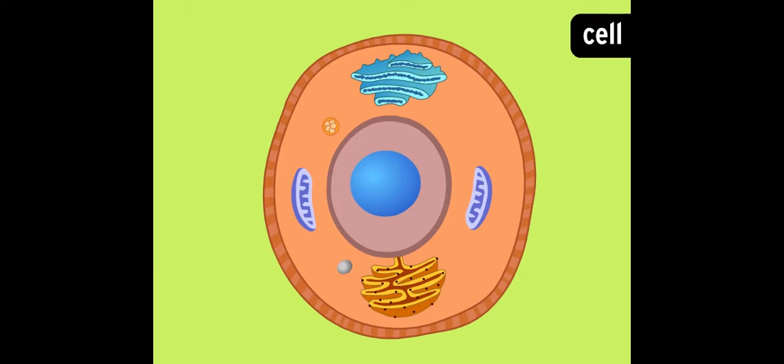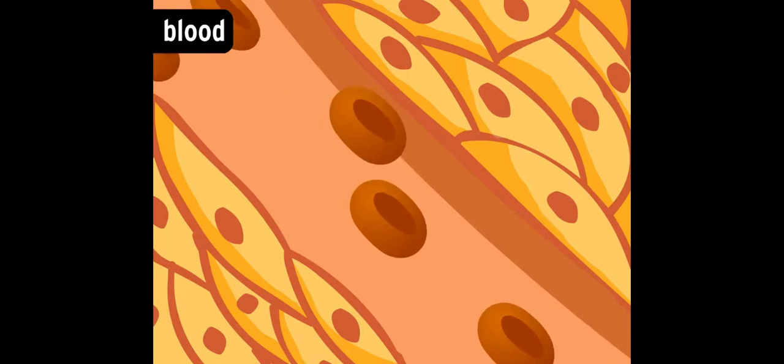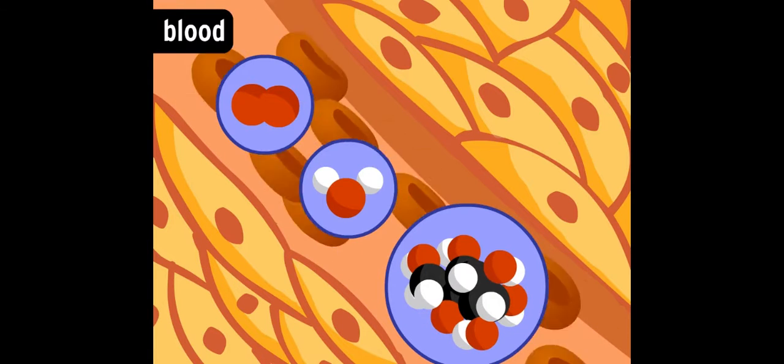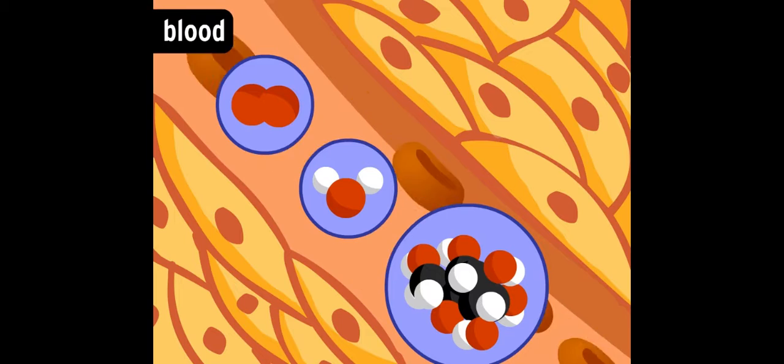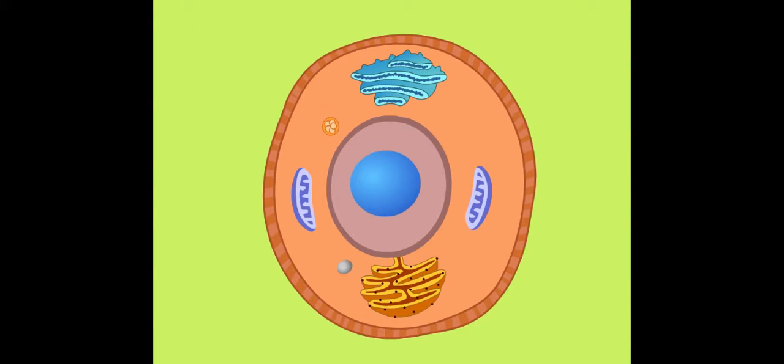Cells get everything they need from their environment. The cells in your body hang out in an environment of blood, which contains oxygen, water, food, and whatever else they might need to function. How does stuff get in and out of cells?